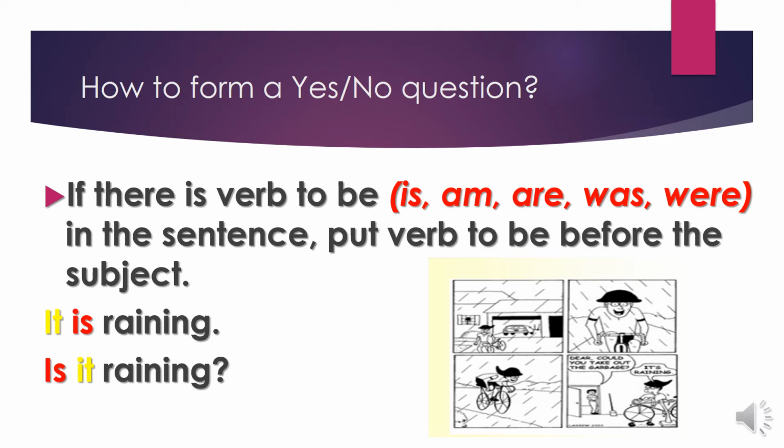So it's very important to invert the order of the subject and the verb in the sentence. For questions, we have to start with the verb and then we write the subject. So the question will be, is it raining?